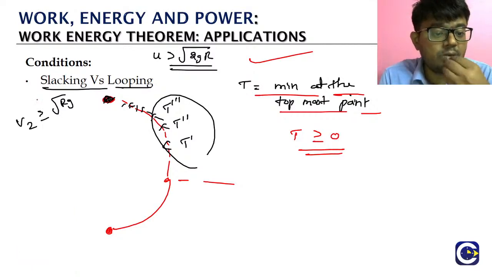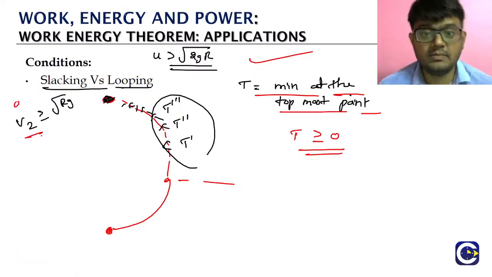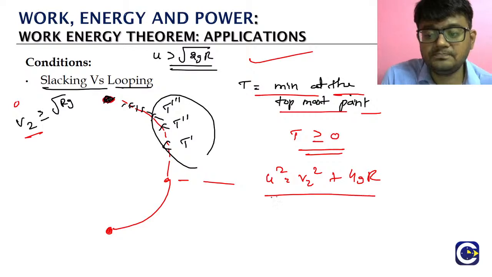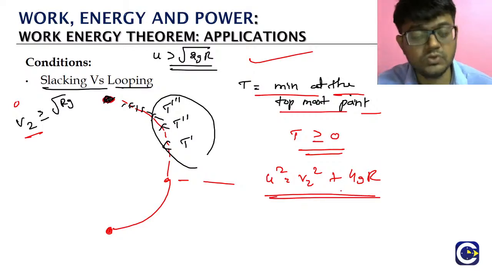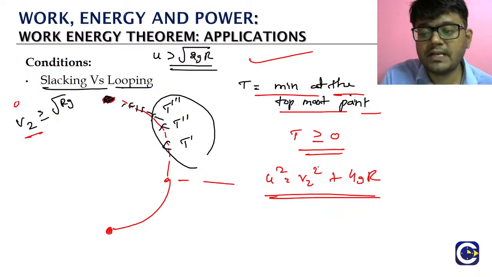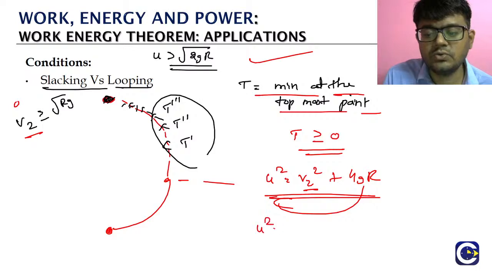Okay. So look, what is the relation we can have between u and v2? Do we already have it? What is it? u square is equal to what? v2 square plus 4gr. Right? We have already derived all this. u square is equal to v2 square plus 4gr. So from here, if we take that 4gr to the left side, u square minus 4gr is equal to v2 square.